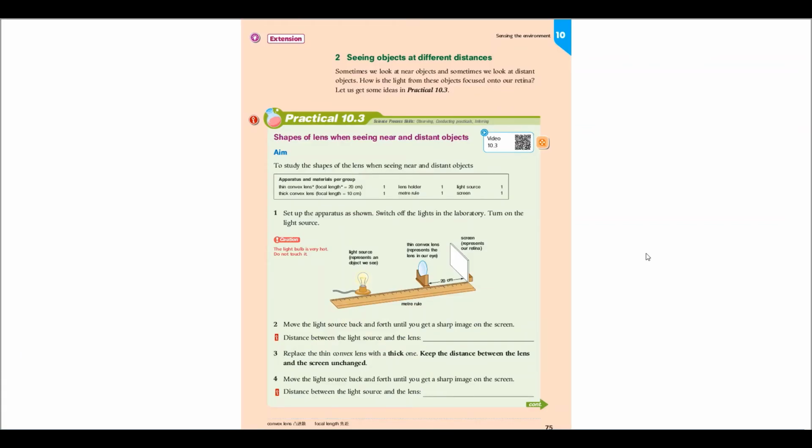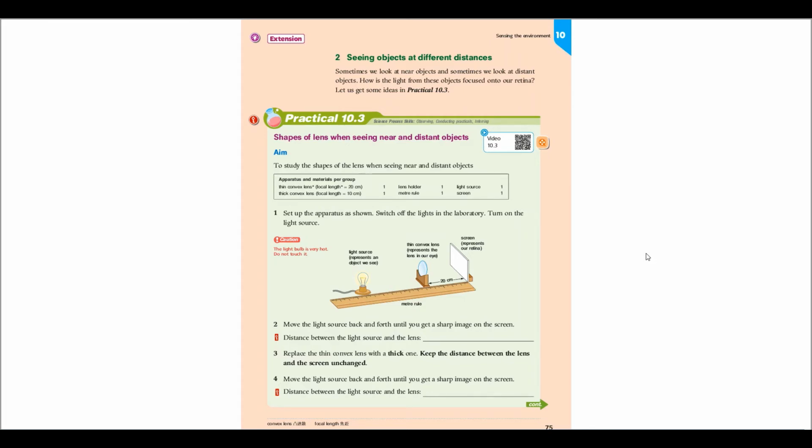Just now you have seen that the lens can change its shape, right? And it is exactly because of this property that we can see both near objects, that means objects close to us, and also distant objects, that means objects that are far away. So by changing the shape of the lens, it can change the way it bends the light, because when light passes through the lens, it is being bent and it changes direction.